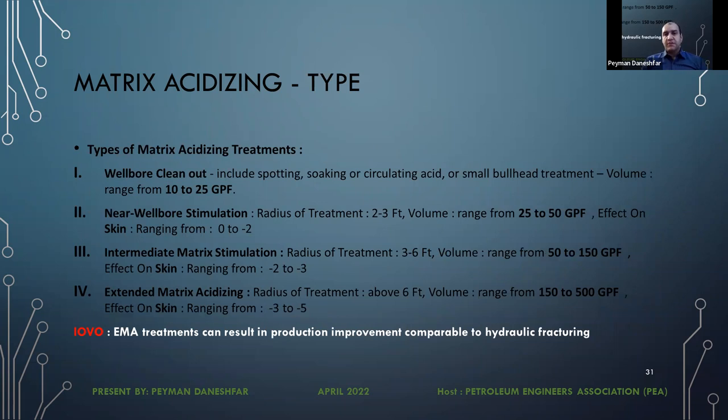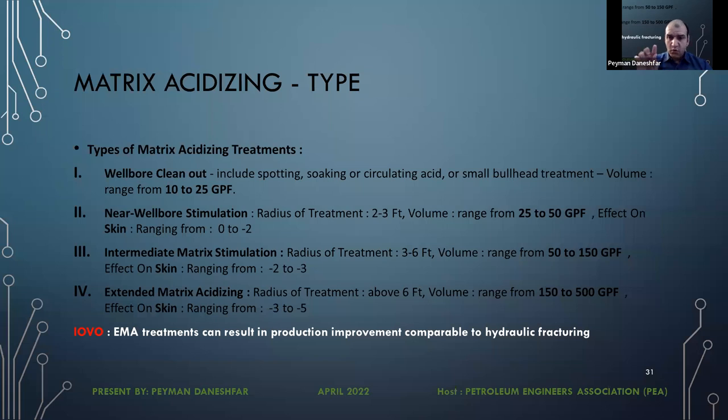Matrix acidizing types. We have four types of matrix acidizing, and it depends on the volume and on the radius of penetration that we want to inject with acid. WCO, or wellbore cleanout, is about 10 to 25 gallons per foot. NWS, or near-wellbore stimulation, then the intermediate matrix stimulation, and the extended matrix acidizing. As you can see here, especially in carbonate formations, the WCO does not affect the skin factor much, but with NWS you can see the skin factor decrease to minus two. And the IMS, you can decrease to minus three.